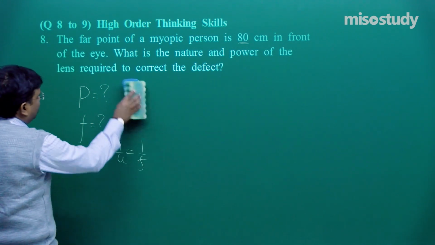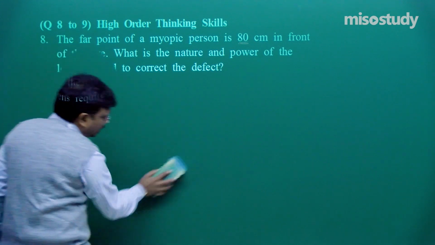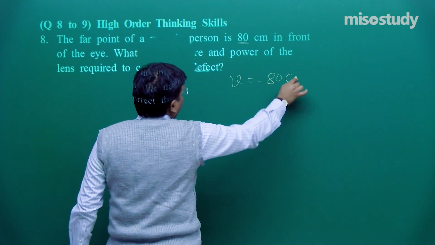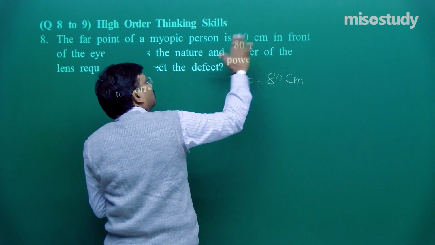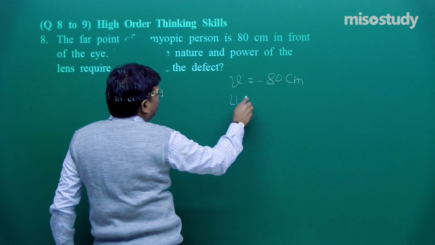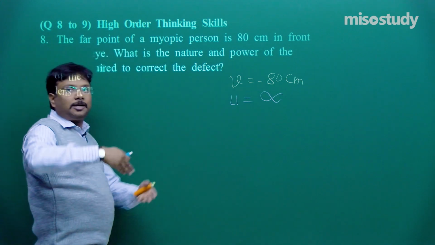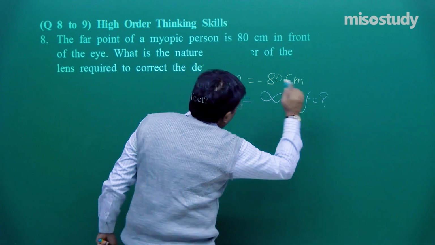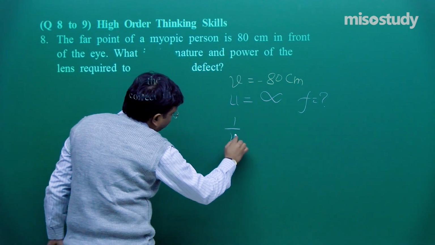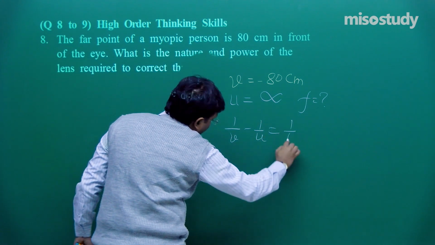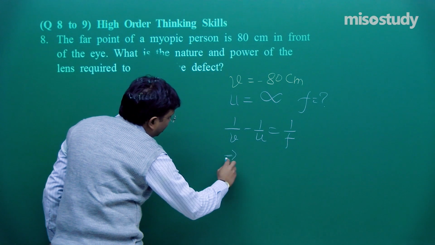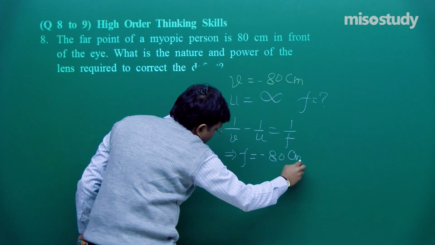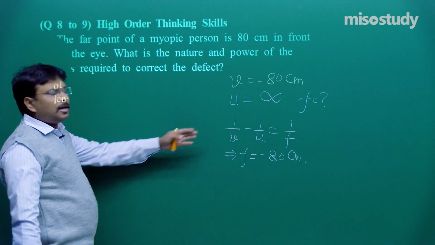So, let us start the investigation of question number 8. Now, V is equal to minus 80 centimeter, given. U: the object may be anywhere, so U is at infinity, and F is unknown. So, use this formula: 1 upon V minus 1 upon U is equal to 1 upon F. After solving, I will get F equal to minus 80 centimeter. You just have to solve it, nothing more.